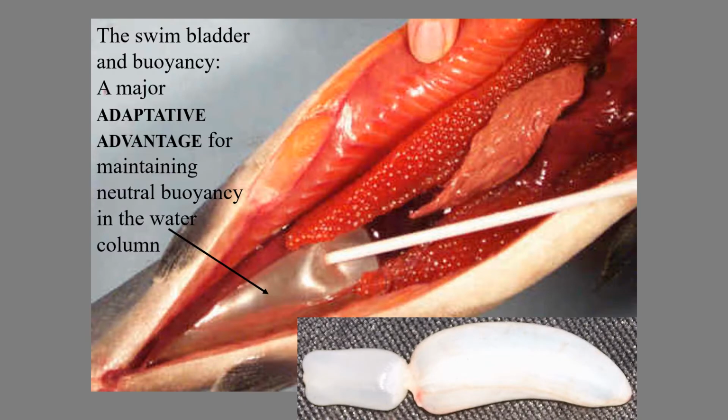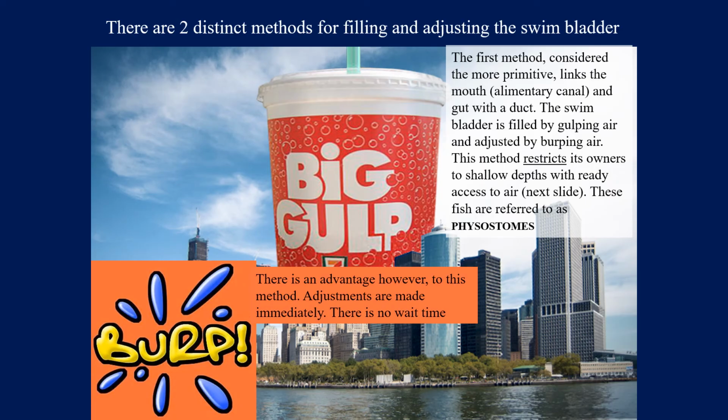Another major adaptation of bony fishes is the swim bladder. This balloon-like structure pictured here aids in maintaining neutral buoyancy within the water column. There are two different methods for filling and adjusting the swim bladder. The first method, and the one displayed by the primitive teleosts, is referred to as physostomous. Within these fishes, there is a tubular connection to the gut that allows the fish to adjust the swim bladder by gulping and burping air. This may be obligatory or facultative.